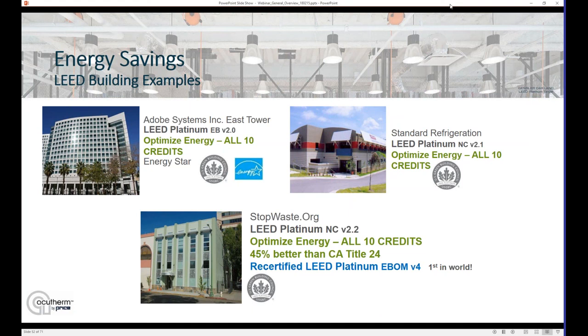And the building in the bottom there, again LEED Platinum, was one of the first LEED Platinum buildings when LEED's version 2.2 had come out. Possibly more impressive, though, it was able to better California's stringent Title 24 code by 45% at the time. And now more recently, they've been able to recertify the building under the LEED version 4 system, now under existing buildings, and they achieved the first platinum rating in the world under version 4. So another very energy efficient building using Therma-Fuser diffusers throughout their office spaces to help achieve those energy goals.